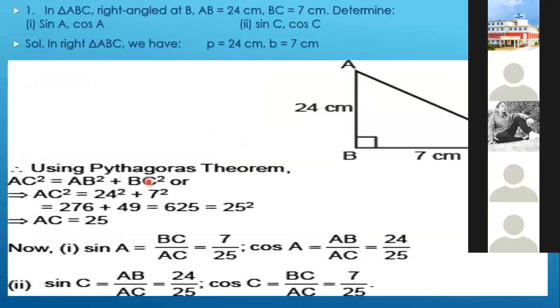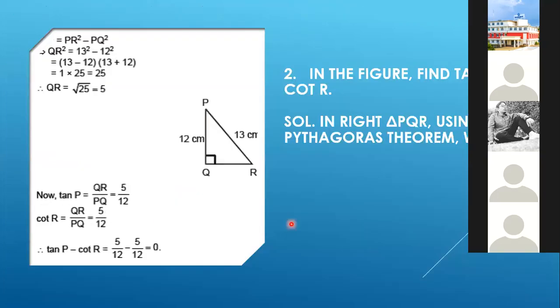According to Pythagoras theorem, PR square is equal to PQ square plus QR square. So we need QR. So subtract PQ square from PR square. 169 minus 144 is 25. QR value we got 5 centimeter, ma'am. Yes, QR value 5. Then find out tan P.